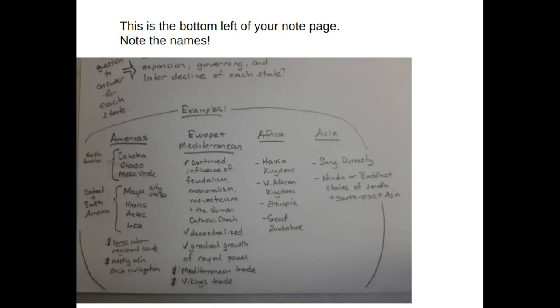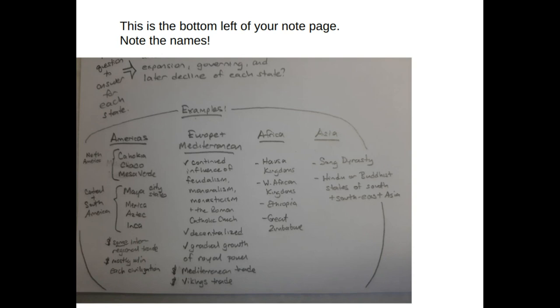In Europe and the Mediterranean, feudalism and small kingdoms dominated the landscape there. It was very decentralized, and during this time period, there's a gradual growth of royal power. And so we see the start of large kingdoms in Europe. Those kingdoms later become the foundation of European countries. But right at this time, we can simply call them states.